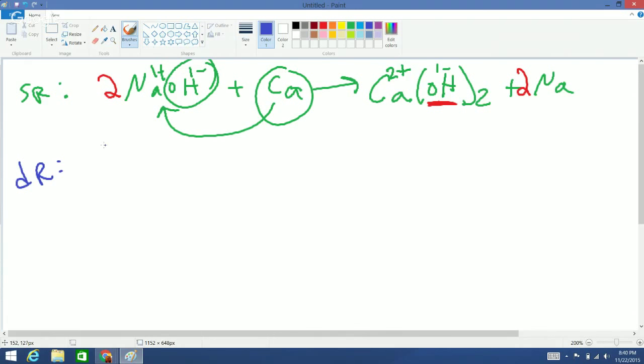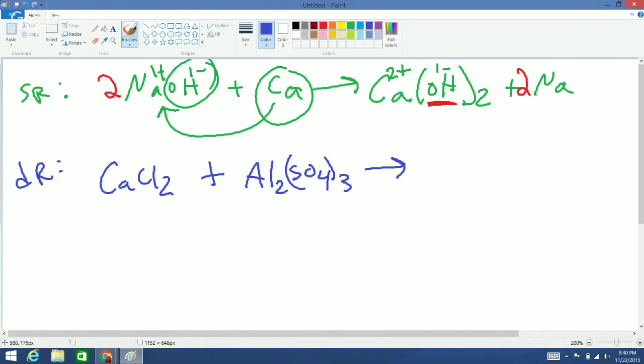Double replacement. If we had something like calcium chloride plus, well, we'll do a tricky one, like an aluminum sulfate. Sure, that one looks good. Here I know it's a double replacement reaction because I can see that there's a compound plus a compound. That's entirely different than the single replacement, which is compound plus an element. So a double replacement reaction is the one that will have a compound plus a compound.